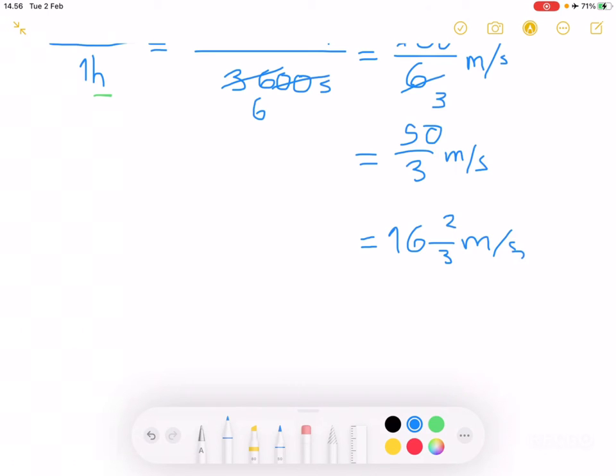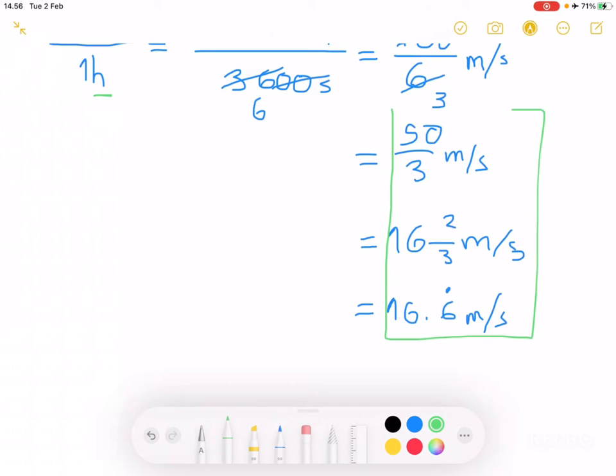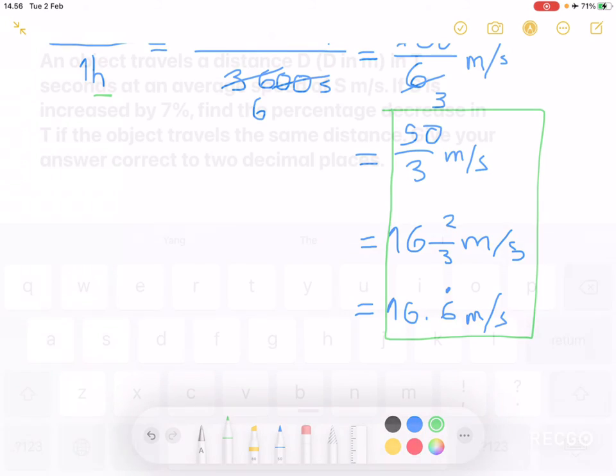Or if you want to turn this into a decimal, it will be a recurring decimal. So it will be 16.666666 and so on. So it's usually denoted as a dot right here. So any of these three options will be correct. Alright, that's all I need to say for this question. Let's jump into the next one.